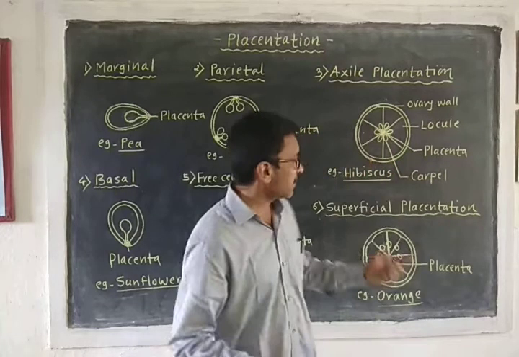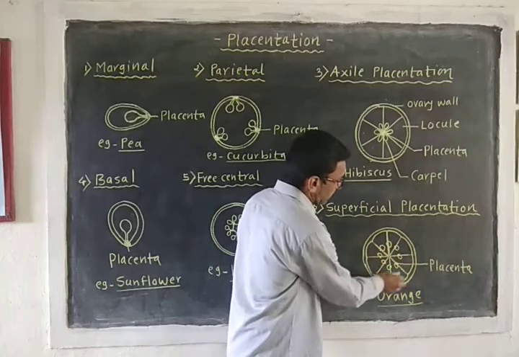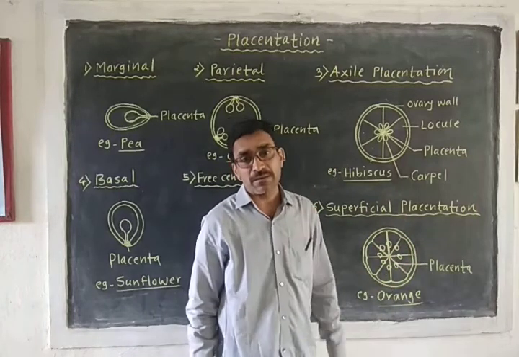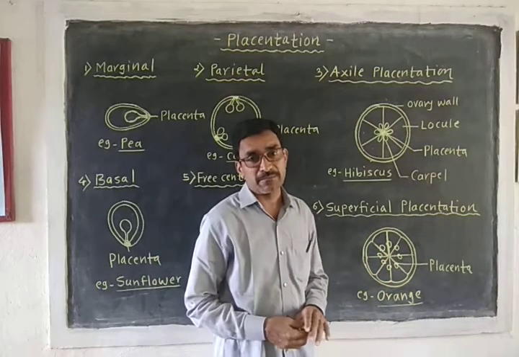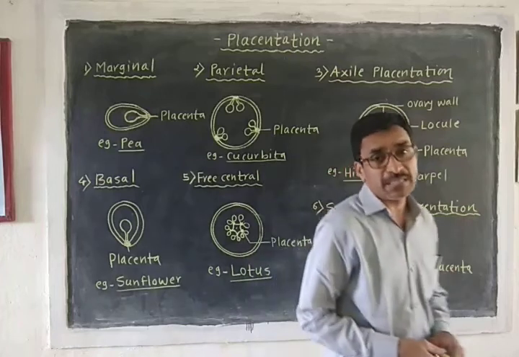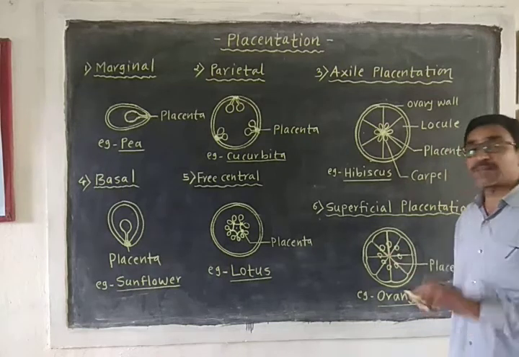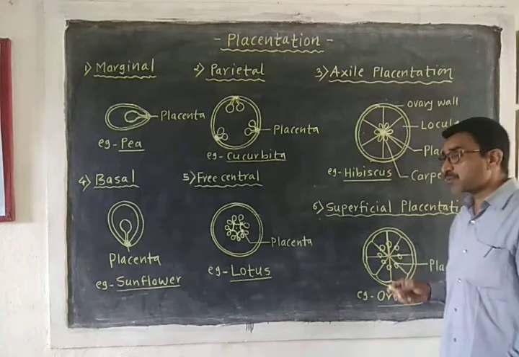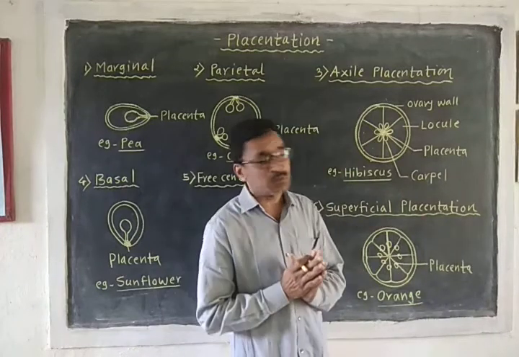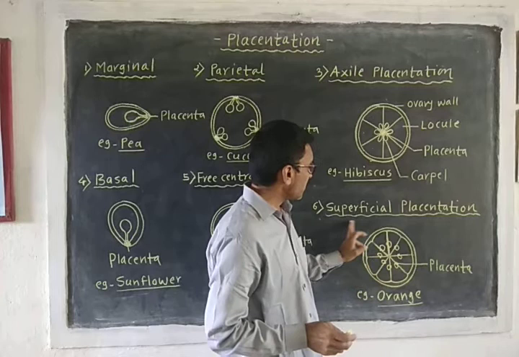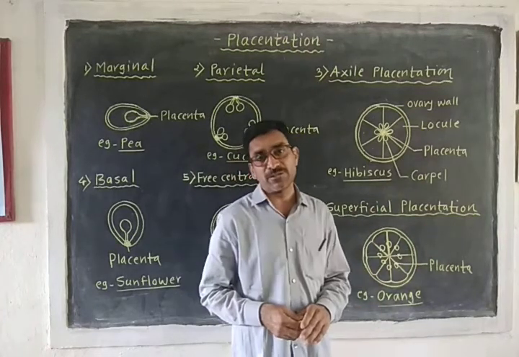And the last type is superficial placentation. This is the last type of placentation. In this type many locules are present, hence it is called as a multilocular. Many carpels are present, hence it is called as a multicarpellary. Now the question is where the placenta is present. In this case, the placenta is present at the inner surface of the locule. Then that type of placentation is called as a superficial placentation. The example of superficial placentation is orange.